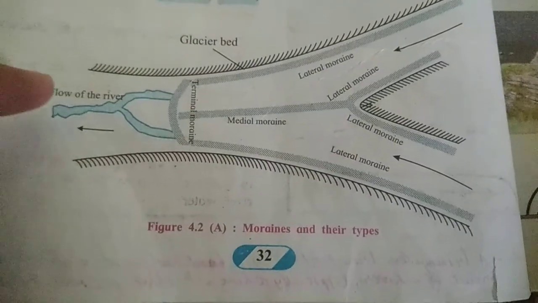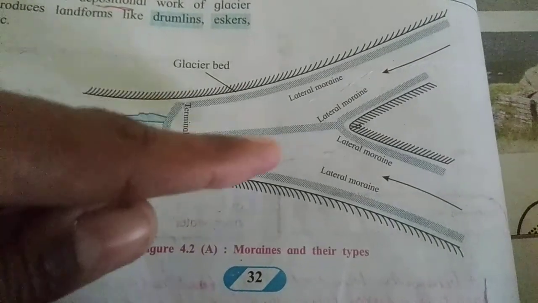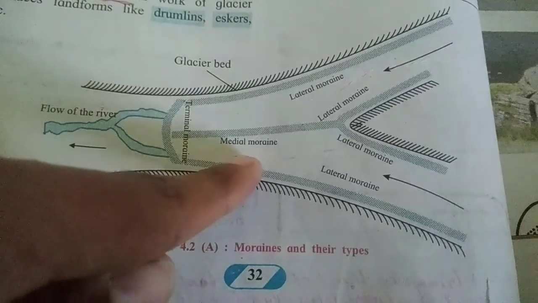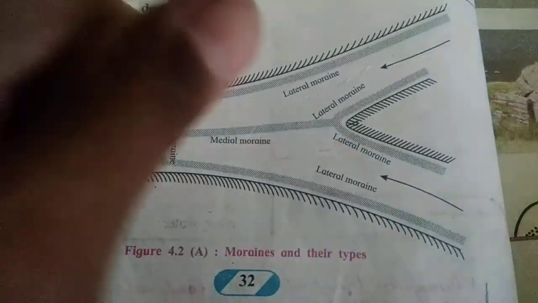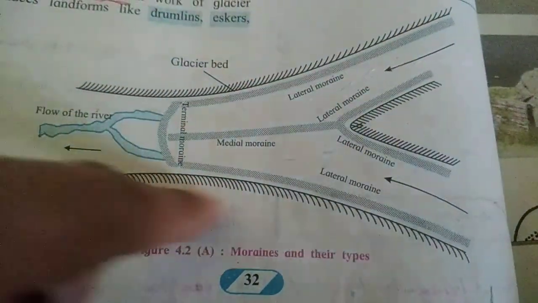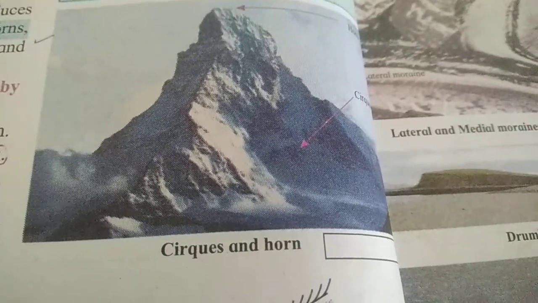That is the flow of the glacier, and it will go into the terminal moraine, and then it will go into the medial moraine, that is in the middle of the way, and in this way a lateral moraine is going to form, and that is the glacier bed. And that is the cirques and horn. That is the diagram of the cirques and horn.